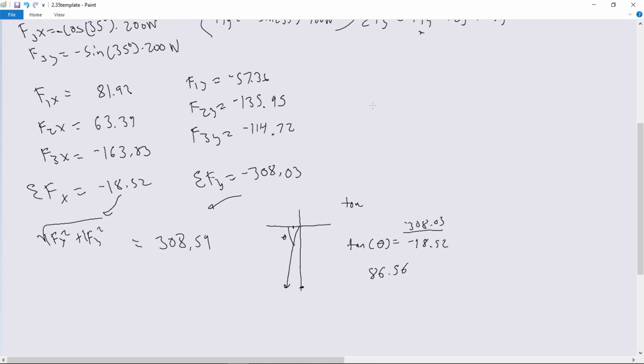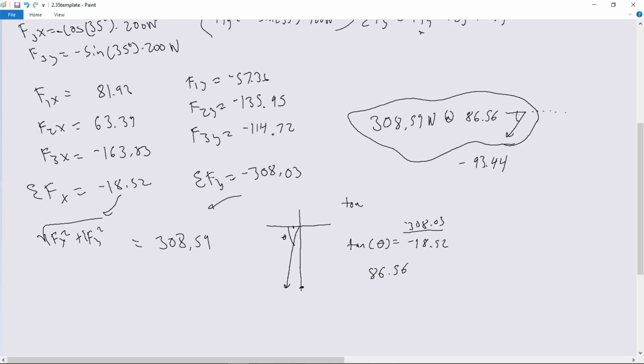So your final answer would look like this: 308.59 newtons at angle 86.56 from the negative x axis, like that. And now, depending on the type of problem you're doing, your teacher might want something else. If you want to find it from the positive x axis, you just subtract it from 180, and that would give you negative 93.44. And usually I would say this is fine, as long as you draw this symbol right here. But if you don't draw that symbol, then you need to put this symbol right here. And yep, then we're done with the problem. Okay, bye.